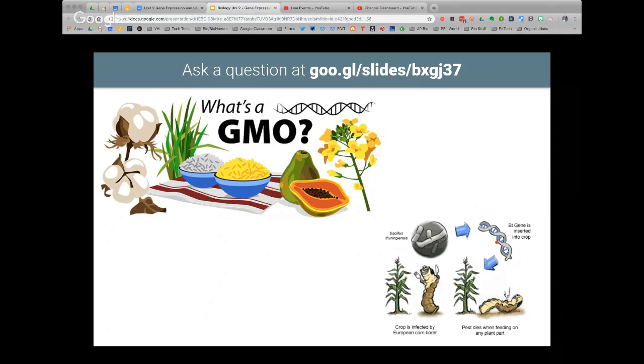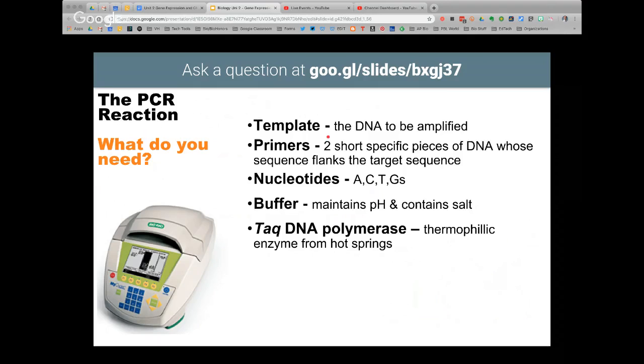So what do we need? Well, we need our sample. We need the template DNA that we're going to copy. So that was the test foods that we all had. You need specific primers that are short pieces of DNA that are going to find the GMO gene that we're looking for. You need a bunch of nucleotides because we're building new DNA molecules. So you need the building blocks. You need just buffer to maintain pH and keep everything working the right way. And then you need the enzyme that's going to actually build the new DNA molecules, which is called DNA polymerase.